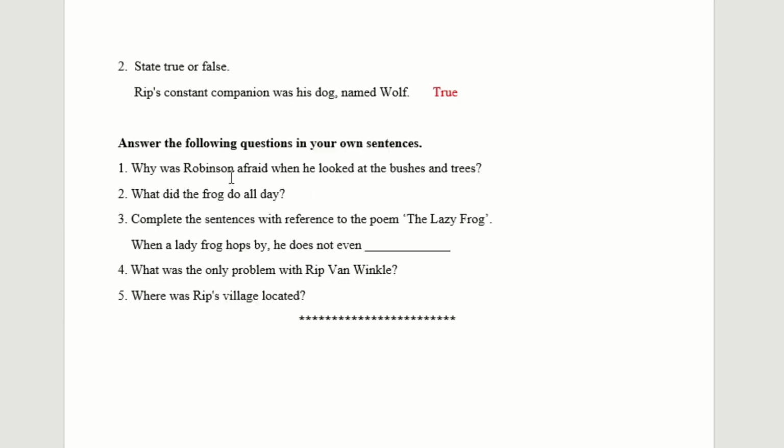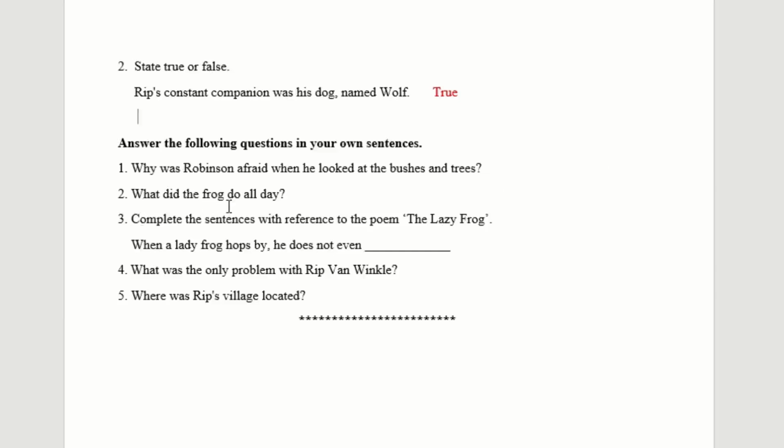Why was Robinson afraid when he looked at the bushes and trees? You have to write only the answer, but it should be in a sentence. Don't write only the words. The entire answer should be like: Robinson Crusoe was afraid when he looked at the bushes and trees because, and then write the answer.